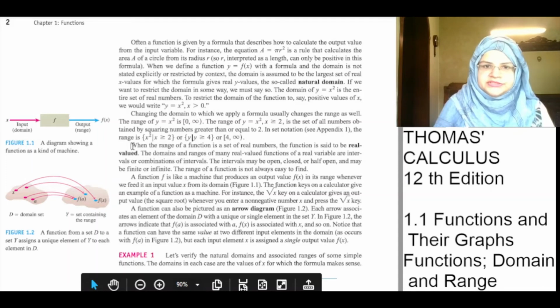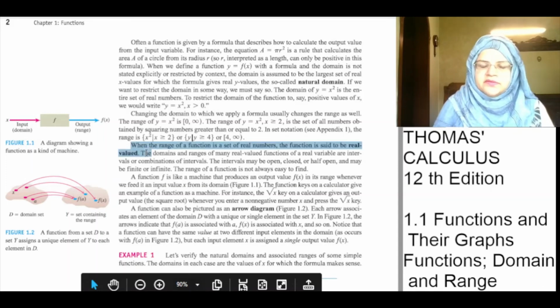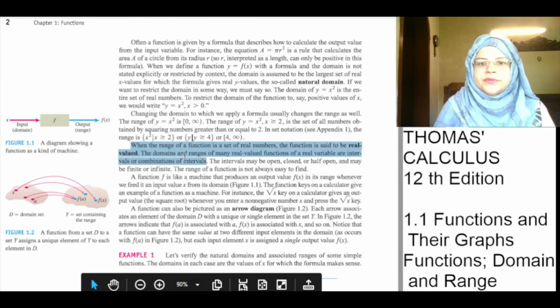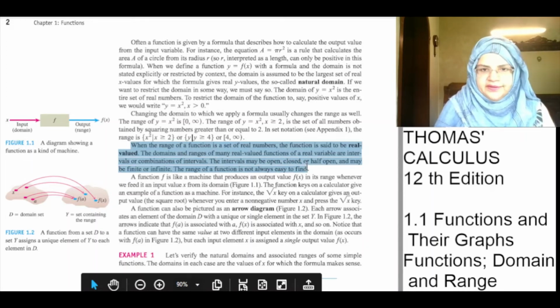When the range of a function is a set of real numbers, the function is said to be real valued. The domain and ranges of many real-valued functions of a real variable are intervals or combinations of intervals. The intervals may be open, closed, or half open, or may be finite or infinite. The range of a function is not always easy to find.